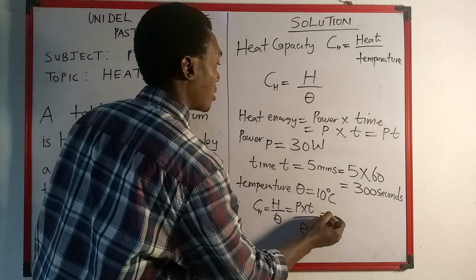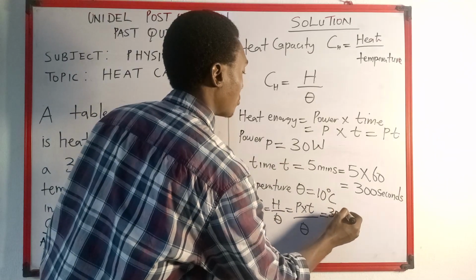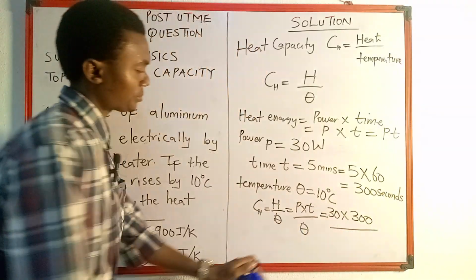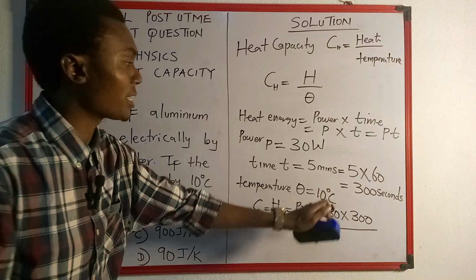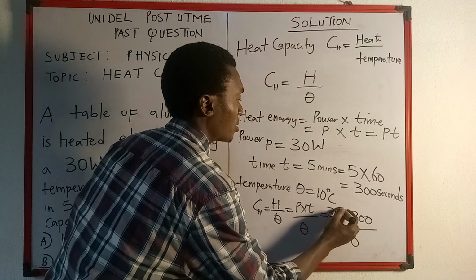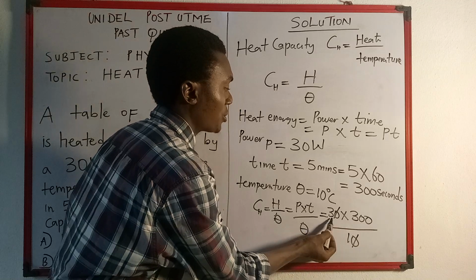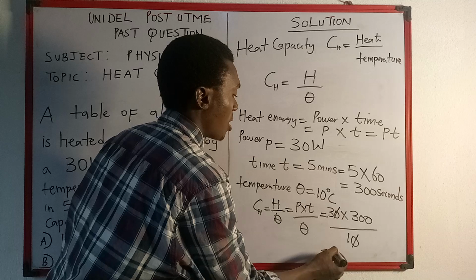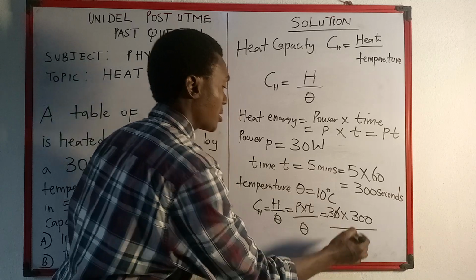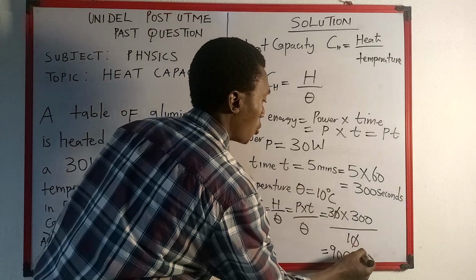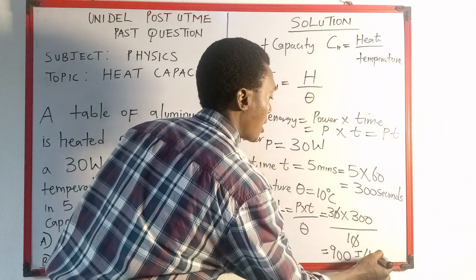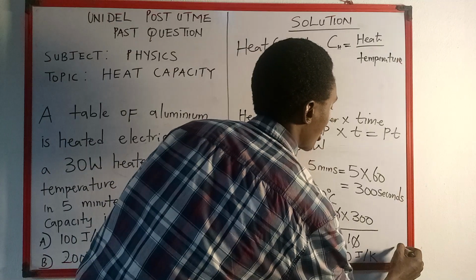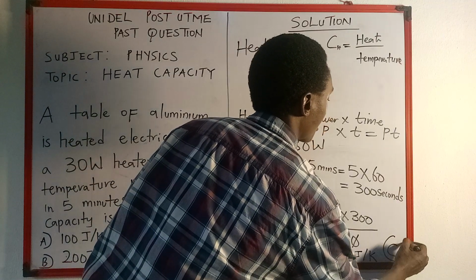So what is my power? 30. What's my time? 300, over what's my theta now? 10. So can we cancel? Cancel. What is left? 3 with 300. So 3 times 300, you have 900 joule per Kelvin. And our answer there is option C.